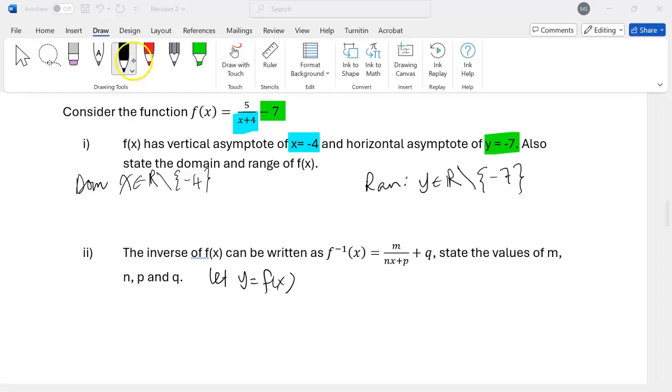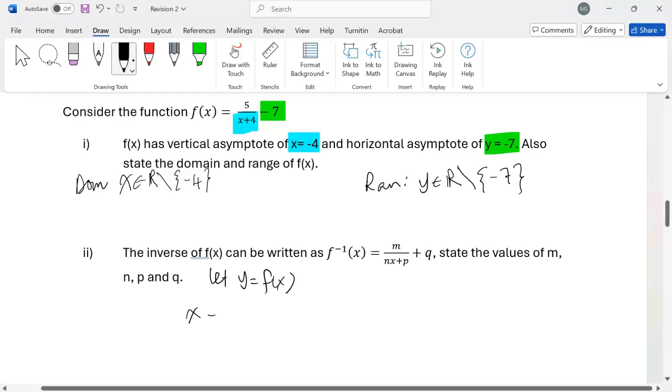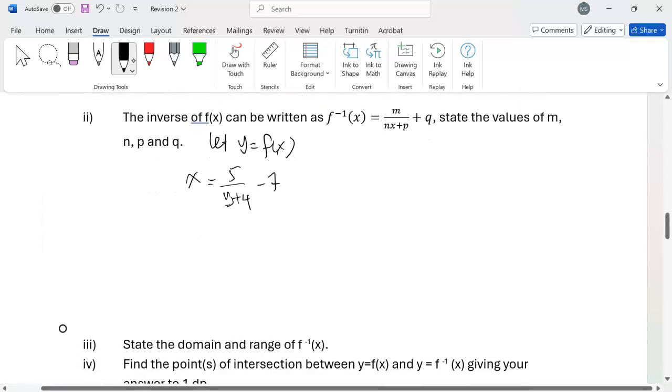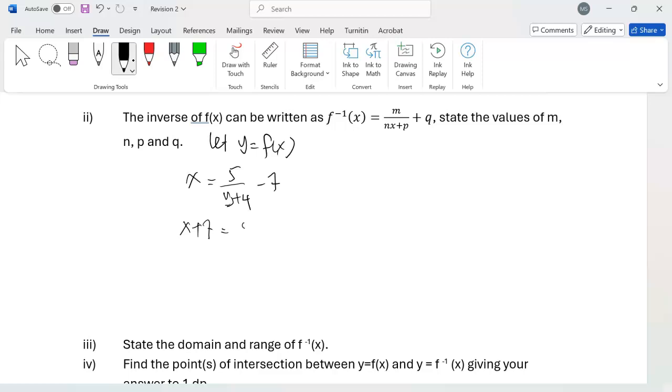Therefore y equals, you can do the substitution together, so I'm going to do that. So x equals 5 over y plus 4 minus 7. Do your algebra correctly. That will give you x plus 7 equals 5 over y plus 4. So y plus 4 equals 5 over x plus 7.